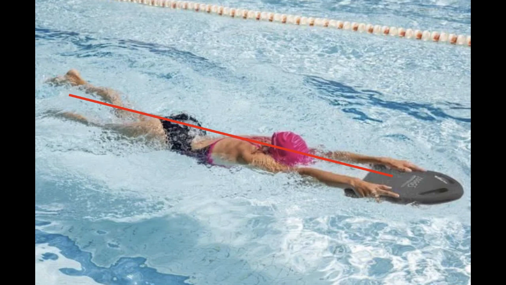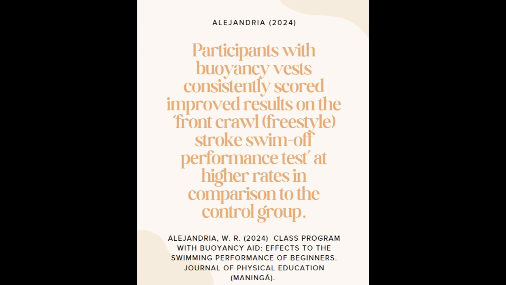The purpose of this activity is to help the learner grasp the foundational concepts that are associated with effective buoyancy. In this context, a flat body positioning with their arms, torso, hips, and legs aligned are key to developing buoyancy control. Previous research from Alejandria supports the use of buoyancy aids for developing swimmers, as participants with buoyancy vests consistently scored improved results on the front crawl stroke swim-off performance test at higher rates in comparison to the control group.